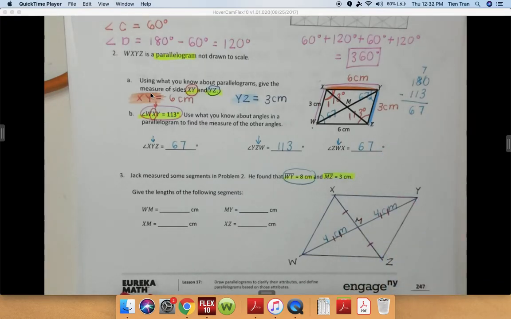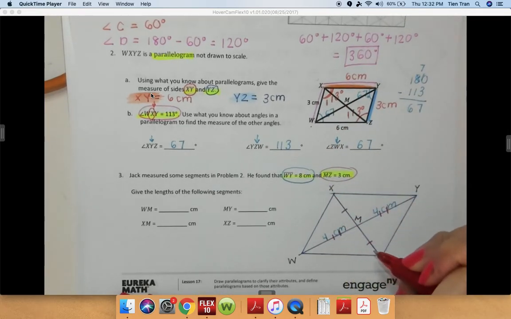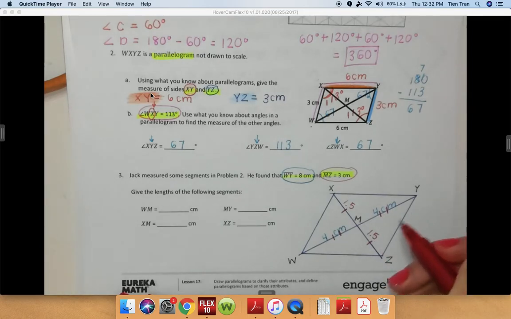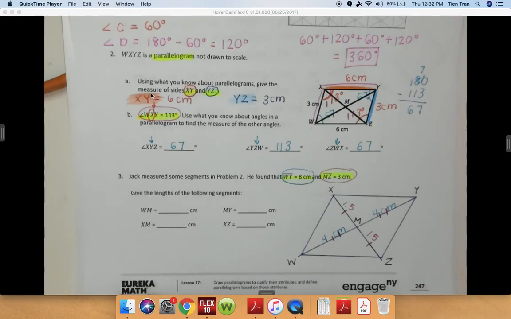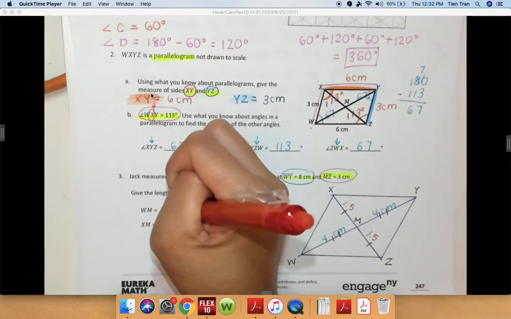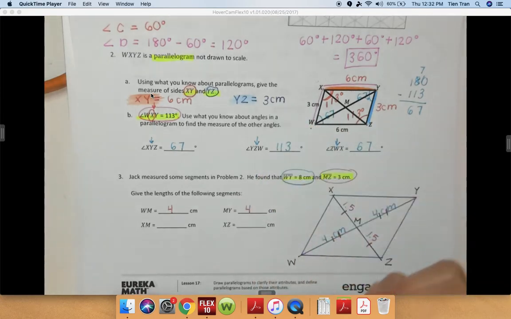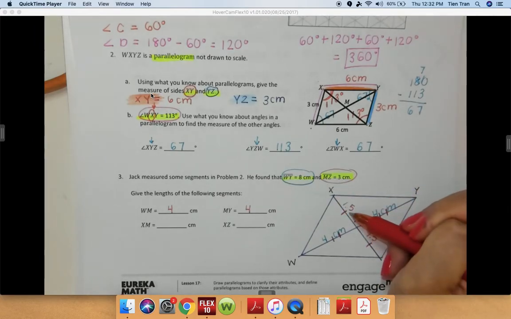Now the other line I have right here is MZ is equal to 3 centimeters. So this whole line is 3 centimeters. That means this is 1.5 and this one is 1.5. Or you can say 3 centimeters and put it in the middle. The first one they ask you to figure out is WM. WM is only 4 centimeters. Next we have MY, same thing, 4 centimeters. Next we have XM.